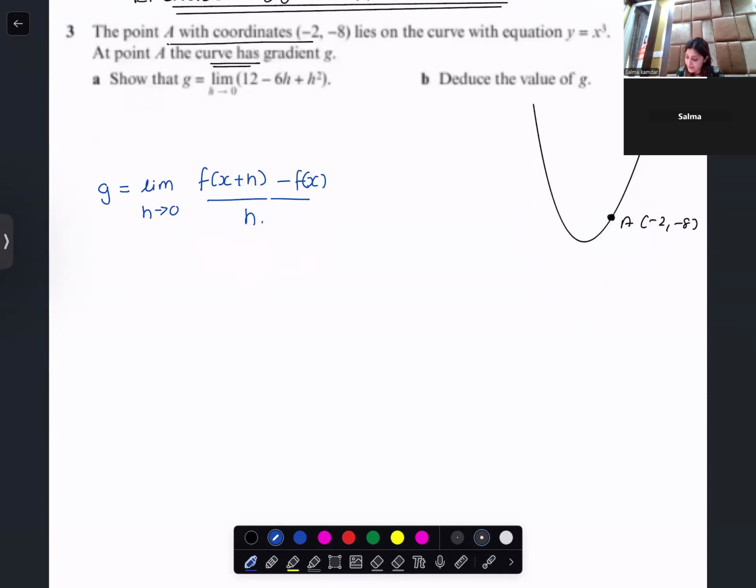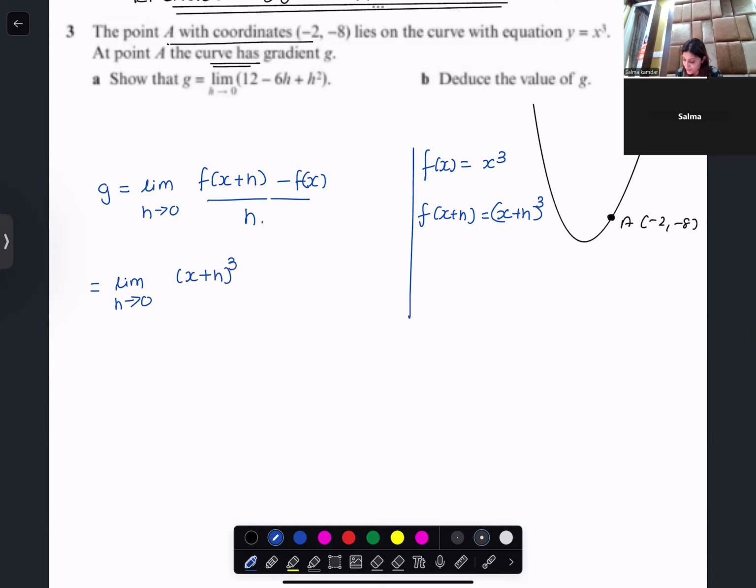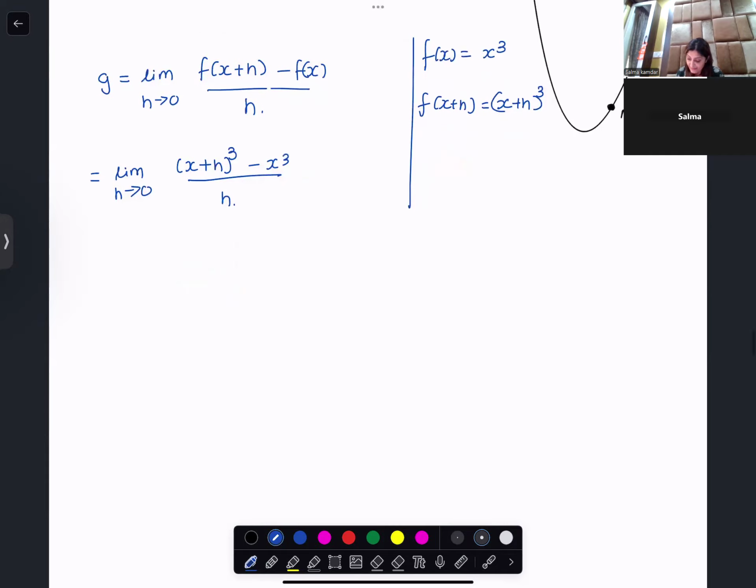Now we know over here that my f of x is equal to x cube. So my f of x plus h will be equal to x plus h the whole cube. Okay, so I am going to just substitute over here. So it would be limit h tends to 0, in place of x plus h, I will write x plus h the whole cube minus x cube divided by h. Now I will expand my x plus h the whole cube.